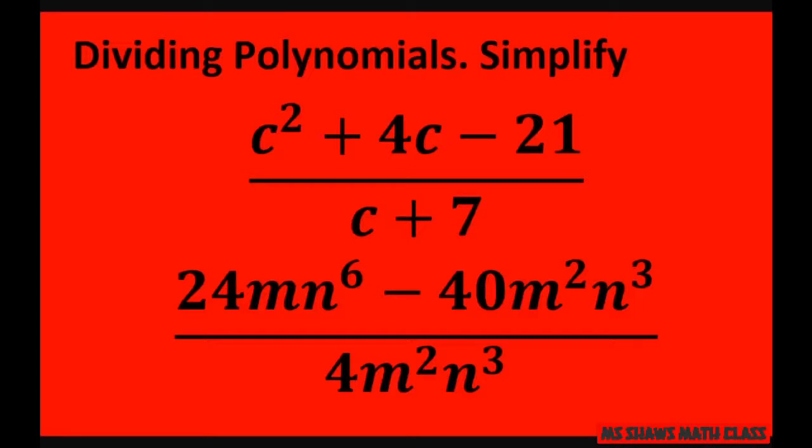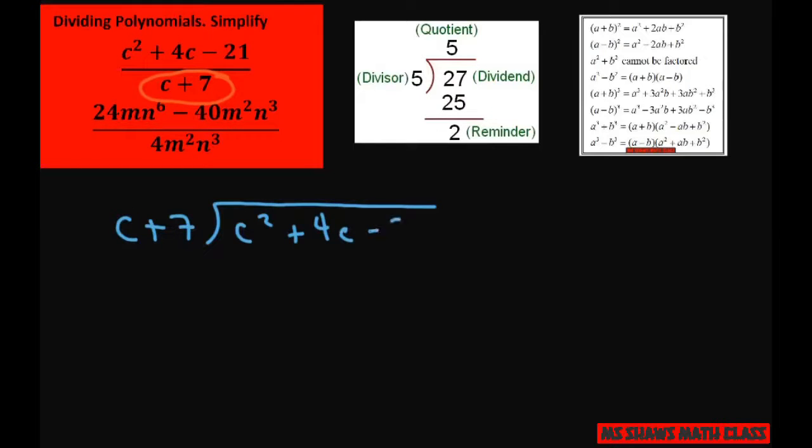Everyone, we're going to divide these two polynomials and simplify. So the first one, we're going to actually use long division. And our divisor is right here, and we're going to write this as c plus 7. And you're going to divide c squared plus 4c minus 21, which is called the dividend.